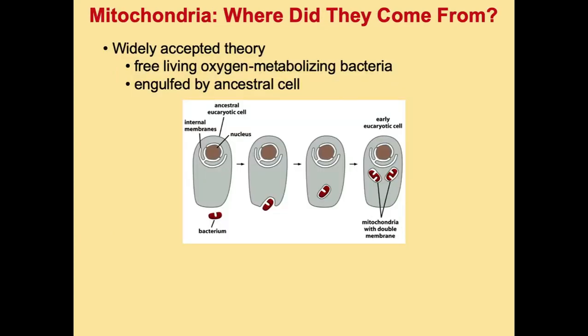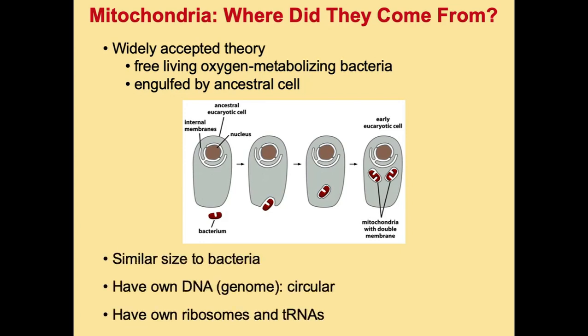But where do mitochondria come from? So the most widely accepted theory is that a long time ago there was an ancestral eukaryotic cell, and this just happened to engulf a free-living oxygen metabolizing bacterium. Once inside the cell, the mitochondrion, or the bacteria at the time, would have then developed a double membrane. And we think this is because they have a very similar size to bacteria.